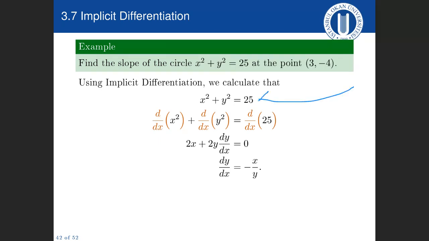So start with our equation and then differentiate everything. d dx of x squared plus d dx of y squared is equal to d dx of 25. d dx of x squared, of course, is just 2x. d dx of y squared, for this, we need to use the chain rule. That's 2y dy dx. And then on the right side, the derivative of a constant is just 0. Rearrange that and we get dy dx is minus x divided by y.